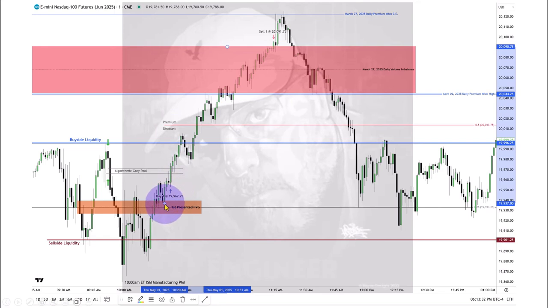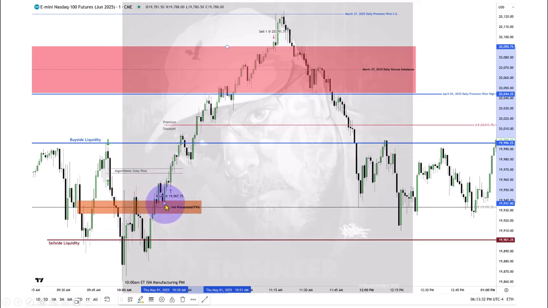Because, as I mentioned at 9:47 Eastern time today on X, I would be looking for this 9:38 candle to act as an inversion fair value gap. It's the first presented fair value gap of the 9:30 to 10 o'clock opening range, which is 30 minutes.